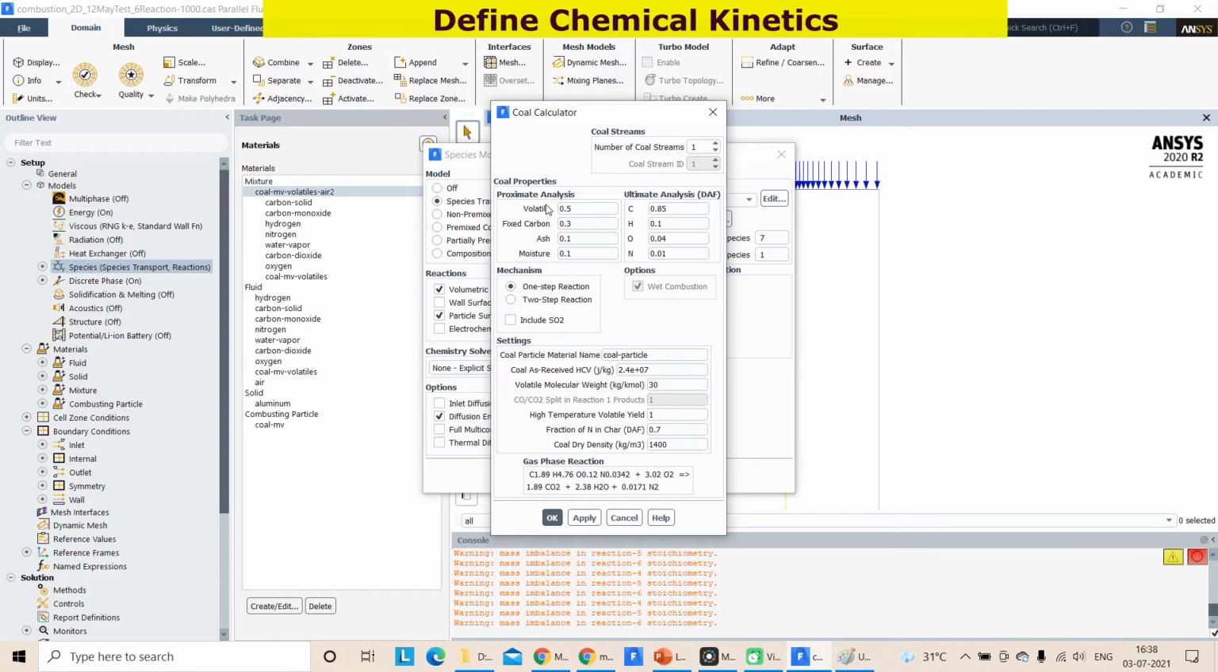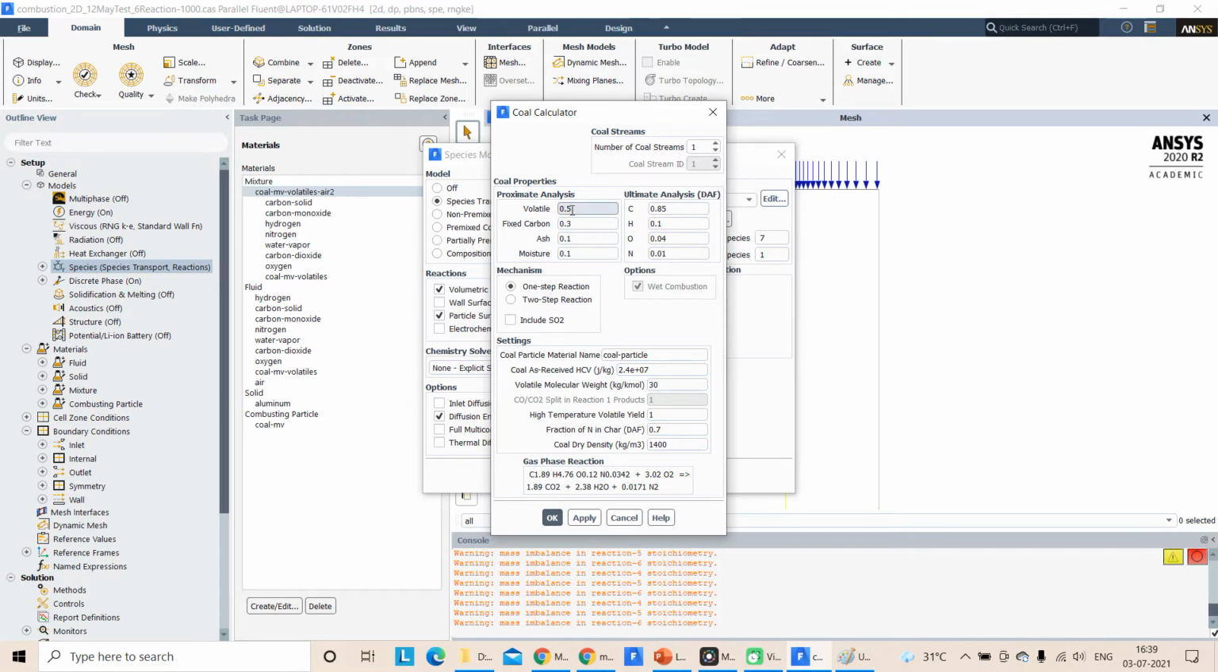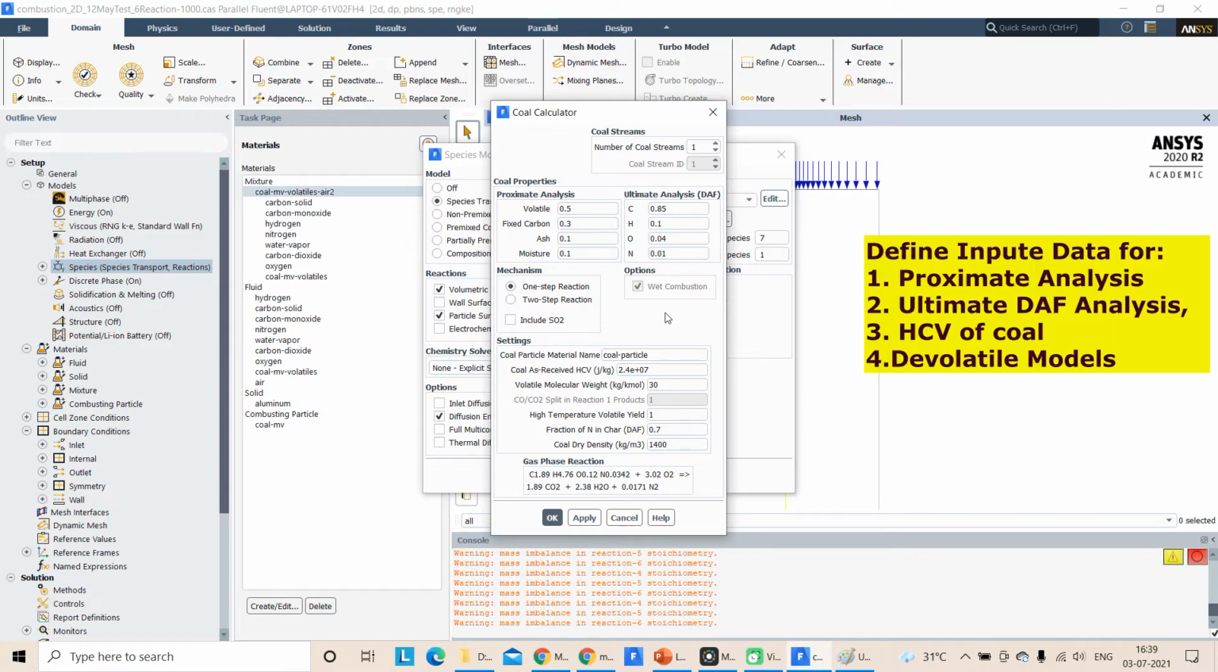Based on the proximate analysis, we can get volatile matter, fixed carbon, ash, and moisture. Volatile matter is also important to decide how much carbon is in the gaseous state. Apart from volatile matter, there may be carbon in the solid state in the solid fuel. That is called the char.